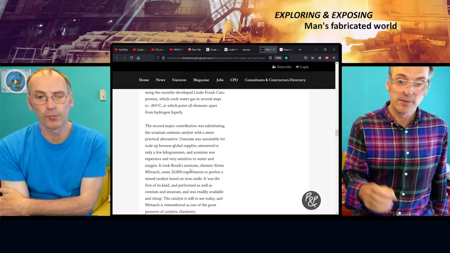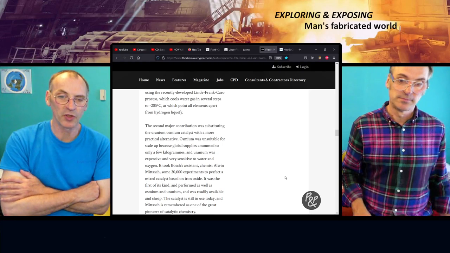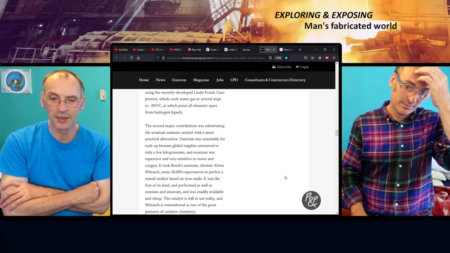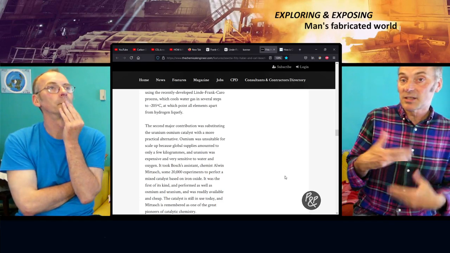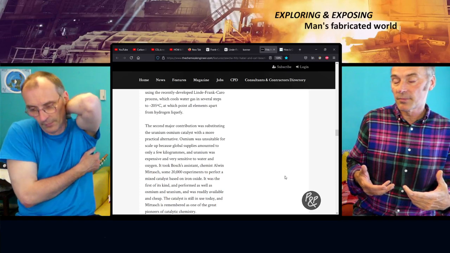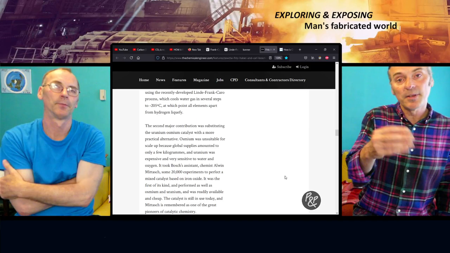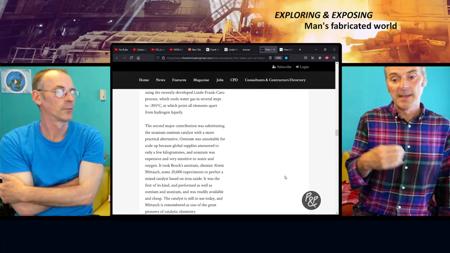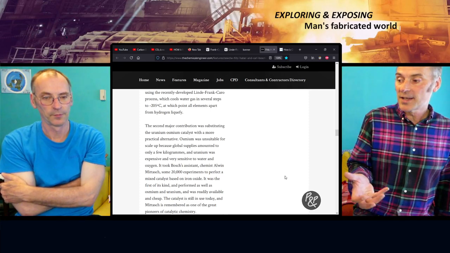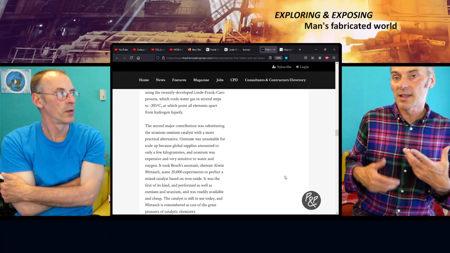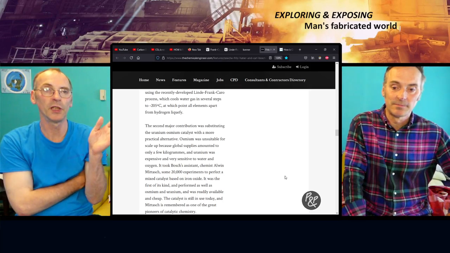It took Bosch's assistant, chemist Alwin Mittasch, some 20,000 experiments to perfect a mixed catalyst based on iron oxide. Now, in our understanding, this is all to produce ammonia, because ammonia contains nitrogen. And our understanding is that it's the iron oxide content that actually nitrogenizes the air, within the reactor.